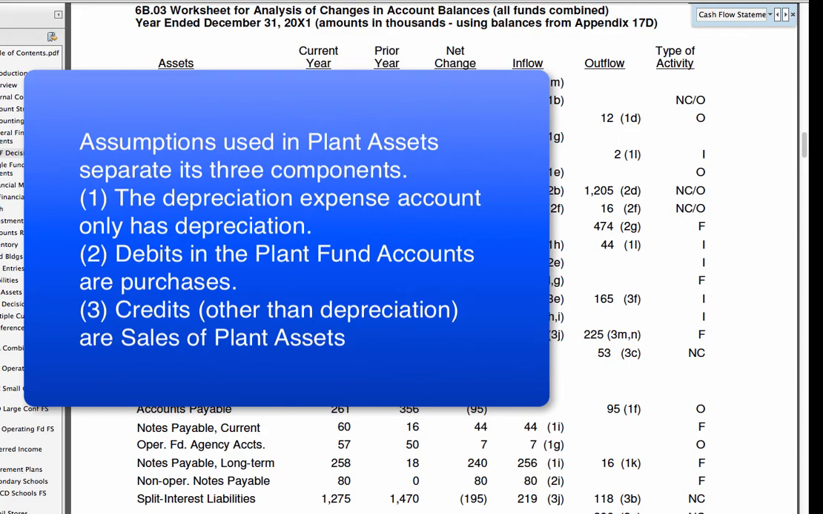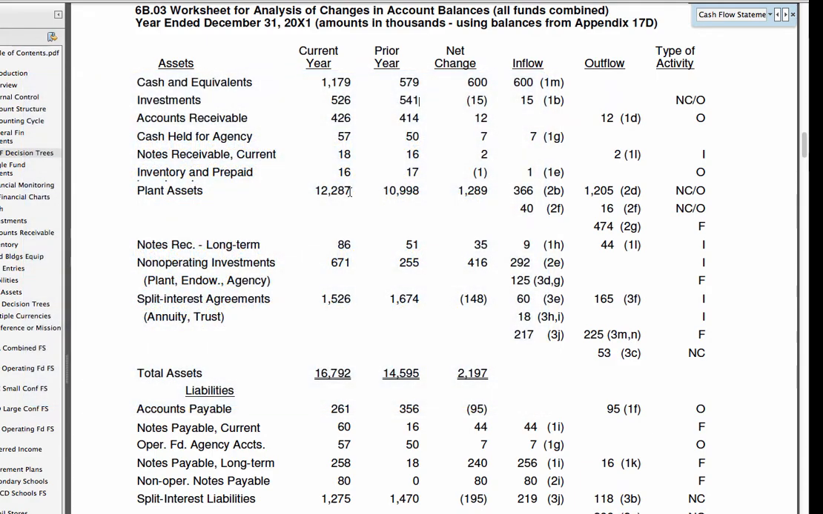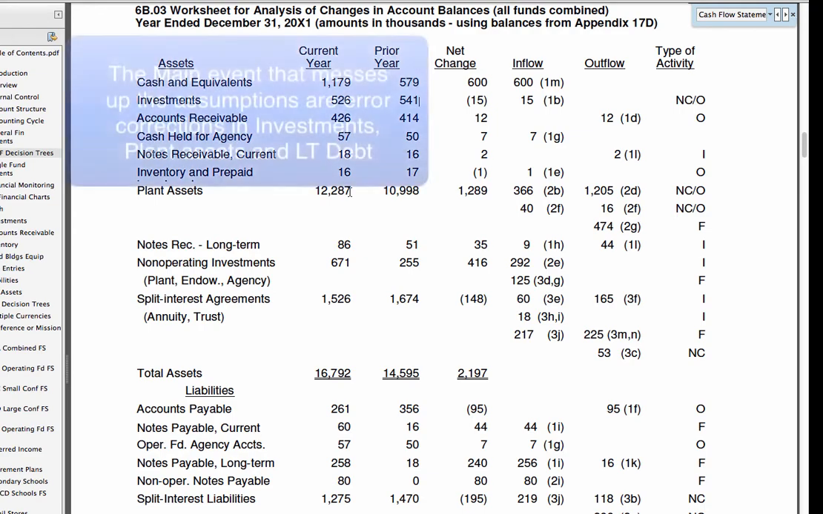And in general, those assumptions are true. Debits to plan assets are normally purchase of plan assets. Credits to plan asset accounts are normally sales of plan assets. And using that assumption, I'm able to make an automatic set of cash flow statements. However, it is not always true.